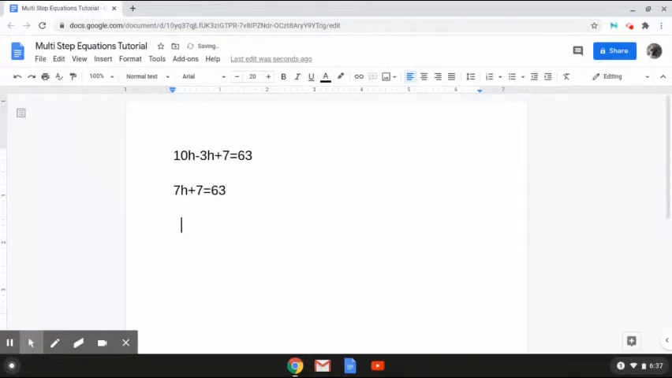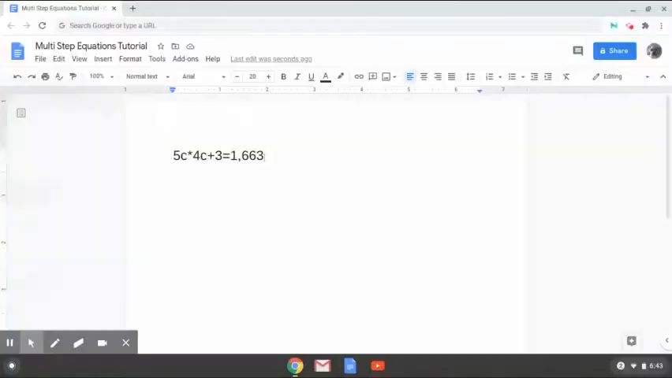Then from here, we are going to subtract 7 on both sides, because subtraction undoes addition. These two 7's right here will cross out, and we're left with 7h equals 56. Then from here, we are going to divide 7 on both sides, because division undoes multiplication. These two 7's right here will cross out, and then we are left with h's new value of 8, because 56 divided by 7 is 8. And that is how to solve this problem for multi-step equations. So let's hop on to another problem.